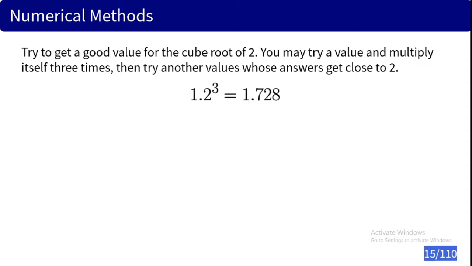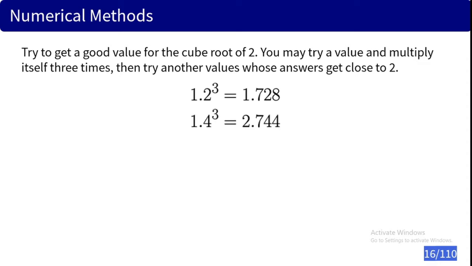So you may try a value and multiply it 3 times since cube root na siya. Then try another value so that the answers get close to 2. So for example diri, first siguro nyo nga i-try nyo nga value is kani 1.2, then multiply niyo siya 3 times. So the cube of 1.2 is 1.728. So pag first try nimo, nakita na mo nga layo pa siya sa value nga 2.